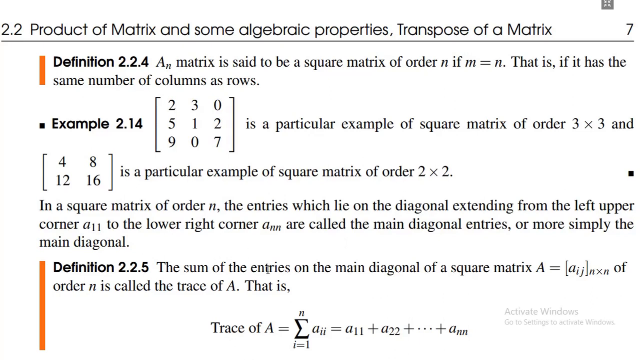Definition: the sum of the entries on the main diagonal of a square matrix A of order n by n is called the trace of A. That means the trace of matrix A is given as the summation of aii, where i runs from 1 up to n. It is the same as a11 plus a22 plus up to ann. Note that we can find the trace of matrix A if and only if the matrix is a square matrix.